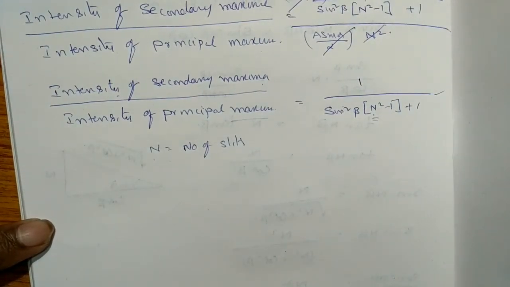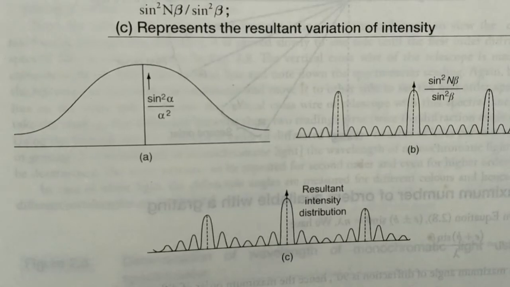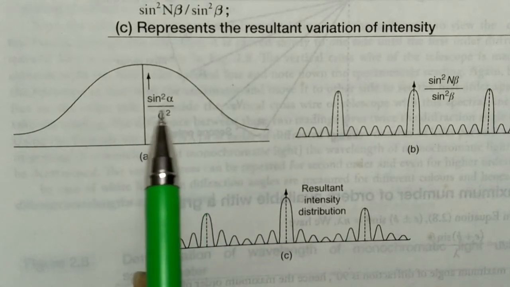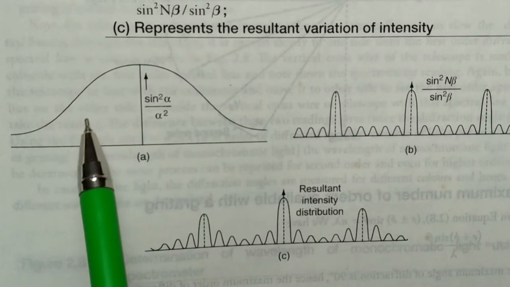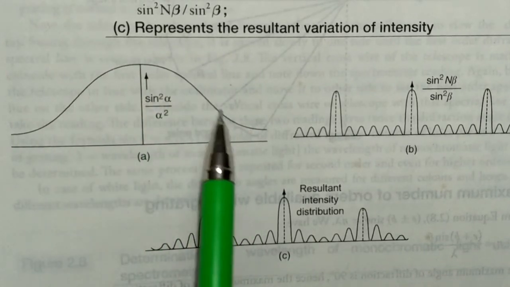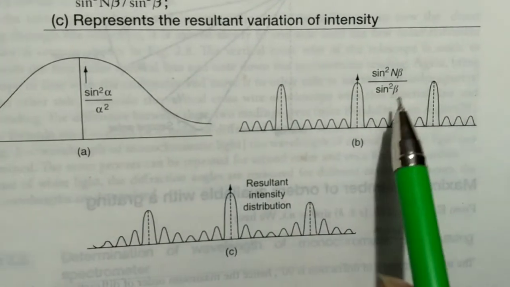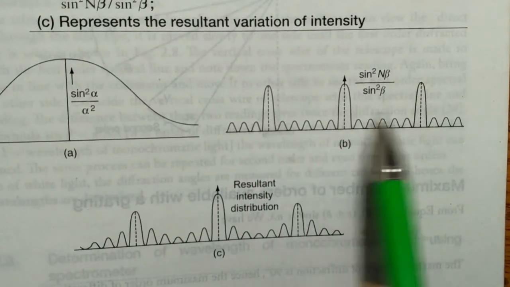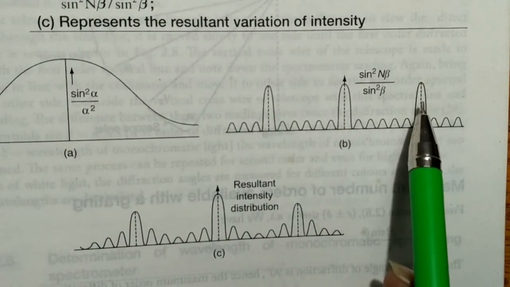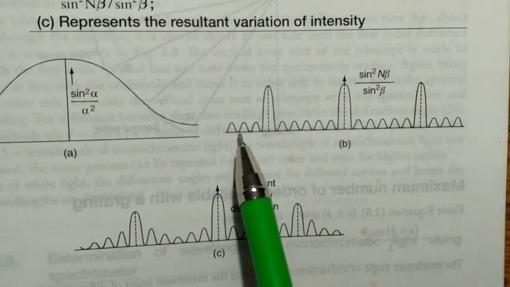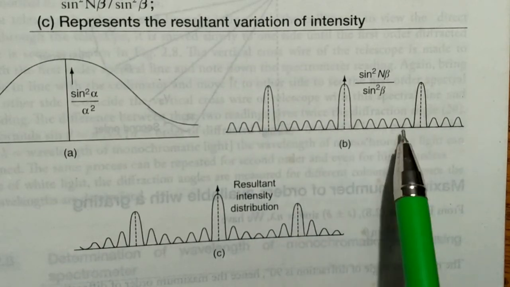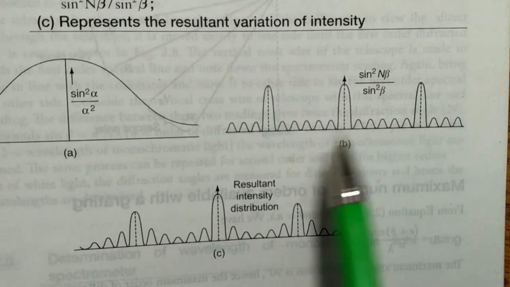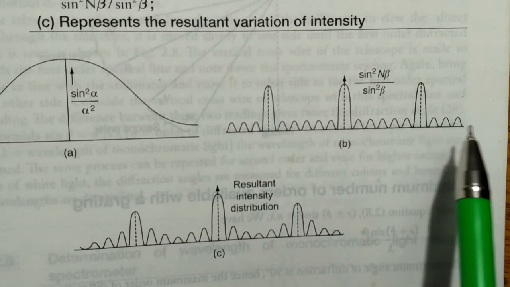Let us observe the diagram. This is the diagram, the final pattern. This first diagram refers to the diffraction due to a single slit, that means the intensity in decreasing order. Next, sin² nβ by sin² β gives different peaks of principal maximas. These are principal maximas, and these are secondary maximas. The principal maximas have the same intensity, and the secondary maximas also have the same intensity.